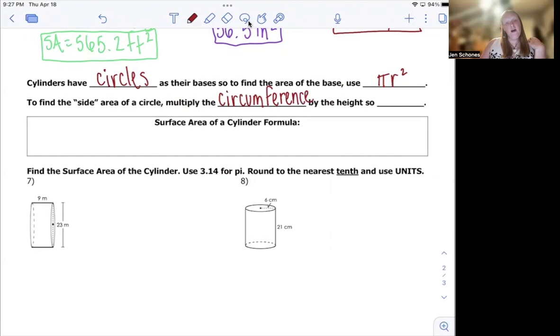Multiply the circumference by the height. So we're going to do 2 pi r, and then times the height would be times h. So guess what the formula is? The formula for surface area is pi r. But, oh, I almost said it wrong. How many bases are there? 2. So we're going to do 2 pi r squared, because this is the two bases.